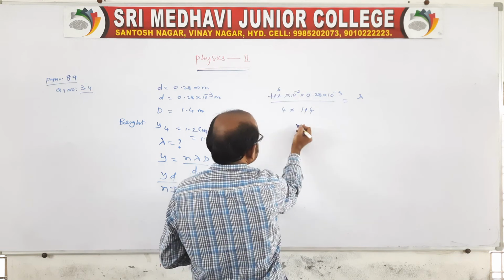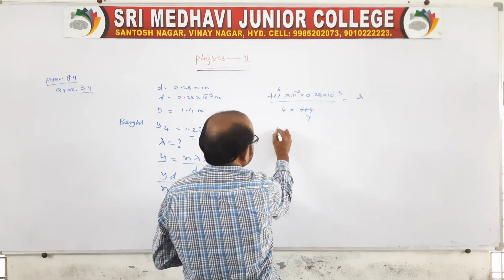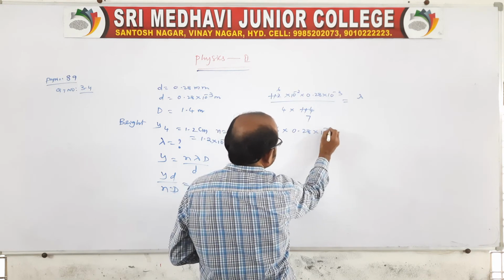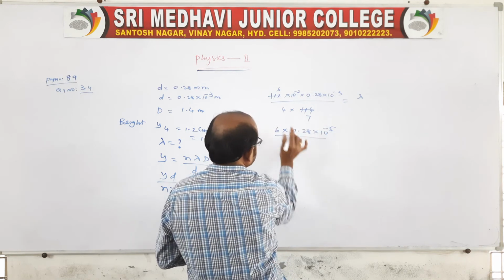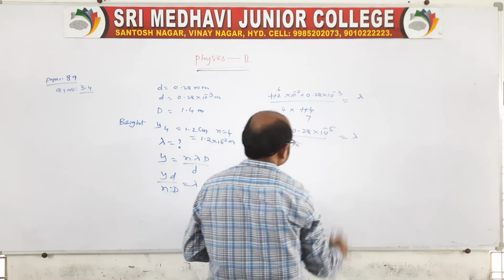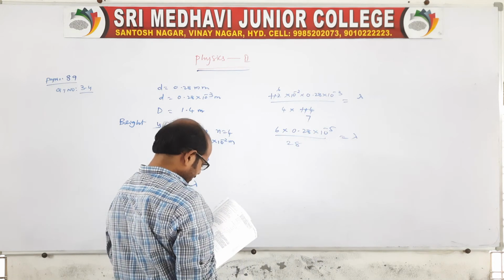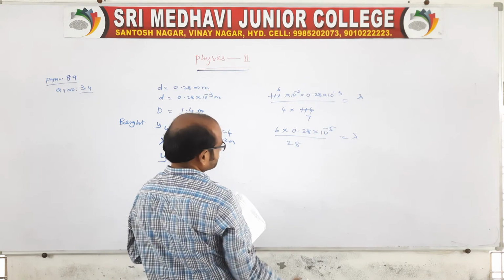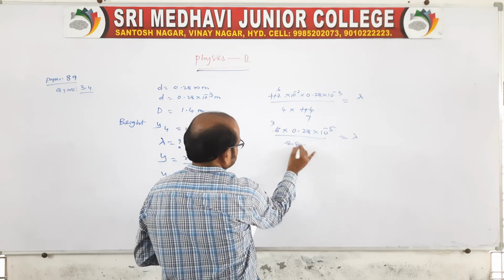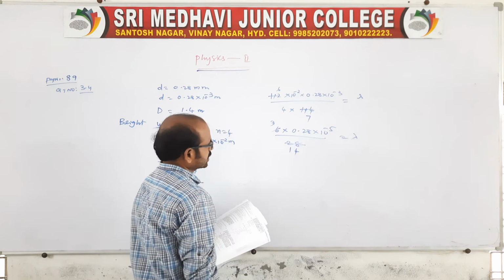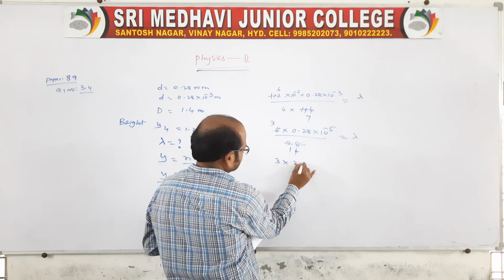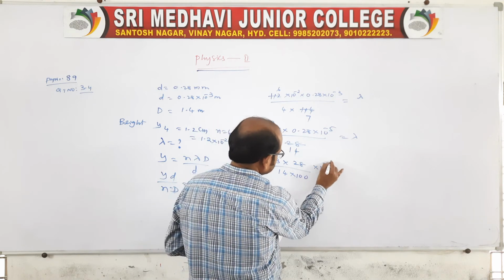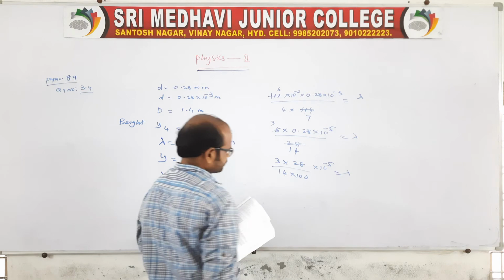It is 6 times and it is 7 times. So 6 into 10 power minus 3, it is 0.28 into 10 power minus 5, and here 4 sevens are 28 is equal to lambda. Again here we have to do the calculation. This will get like this, 6 threes, and it is 2 and 4, right? So 3 into 28 by 14 into 100 into 10 power minus 5 is equal to lambda.